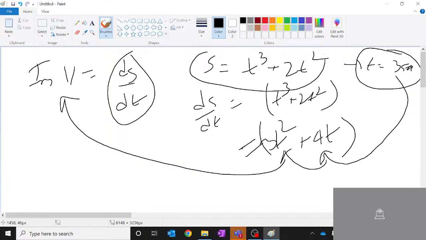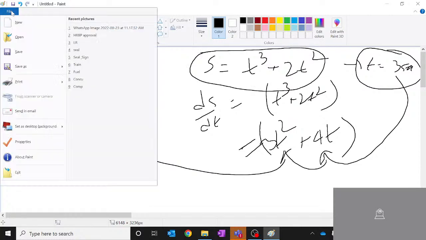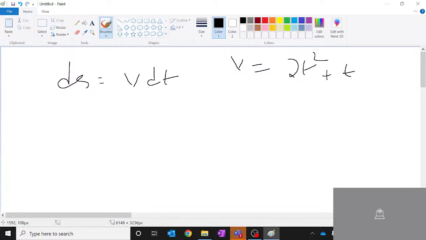So this is the differential that we have seen. Similarly, if you do the reverse of this, can I say my ds is nothing but v dt, which is an integral. Now let's for a second assume my velocity is 2t square plus t, and I am asked to find the distance or displacement. You can frame your own questions as well.